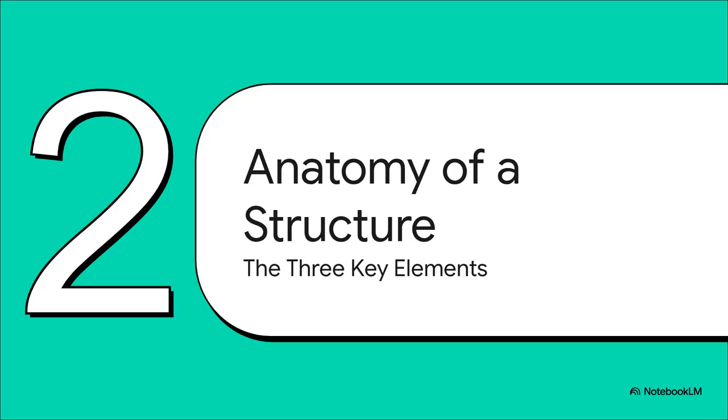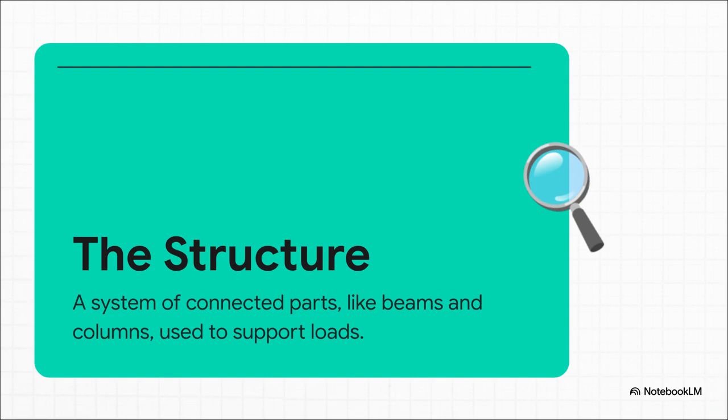Okay, so before we can analyze any structure, we have to understand its anatomy, its fundamental parts. For every engineer, knowing these three key elements is non-negotiable. So let's go ahead and break down a structure into its essential components. The first element is, well, the structure itself. In engineering, a structure is basically a system of connected parts, things like beams, columns, and trusses, and their whole job is to support loads.